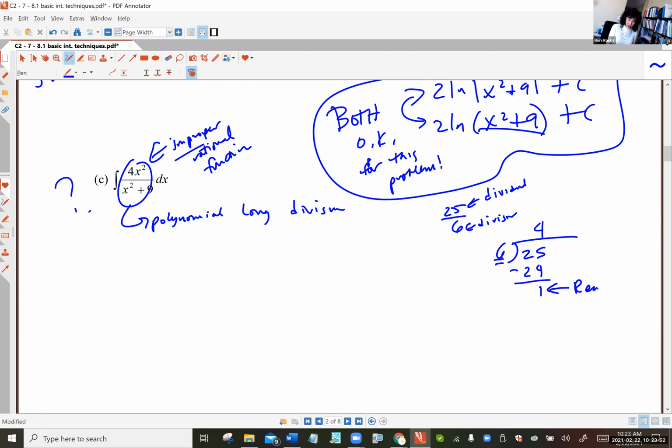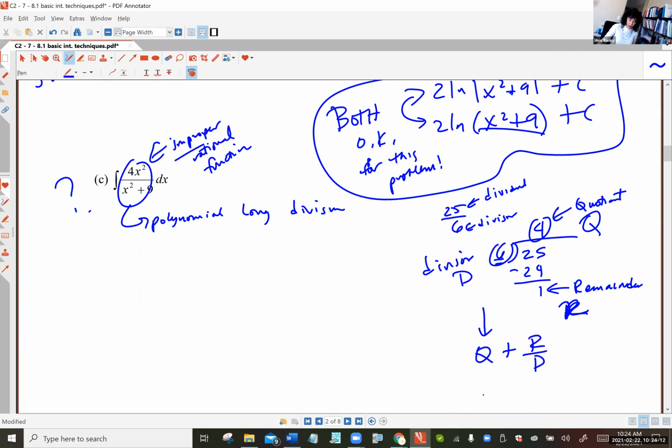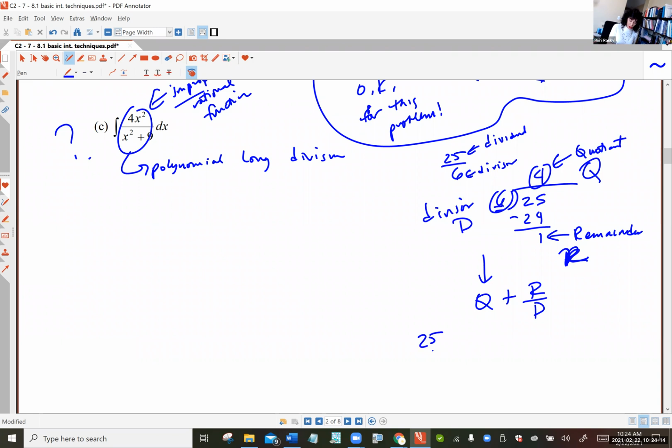So the remainder, I like to call big R. And this is your quotient, which I like to call big Q. And this is your divisor, which I call big D. So what happens? You need to put your answer as Q plus remainder over divisor, quotient plus remainder over divisor. So would you agree that 25 divided by 6 is equal to 4 plus 1/6? Yes. It is. That's true.